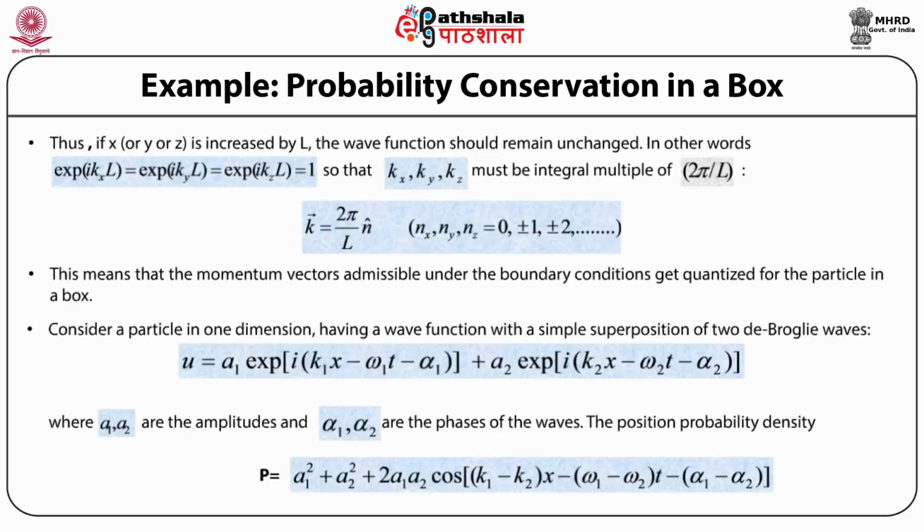So the position probability density is given by the square of the modulus of the wave function u, which mathematically can be written as the position probability density p is equal to a1 square plus a2 square plus twice a1 times a2 times cos of ((k1 minus k2) times x minus (omega 1 minus omega 2) times t minus (alpha 1 minus alpha 2)).